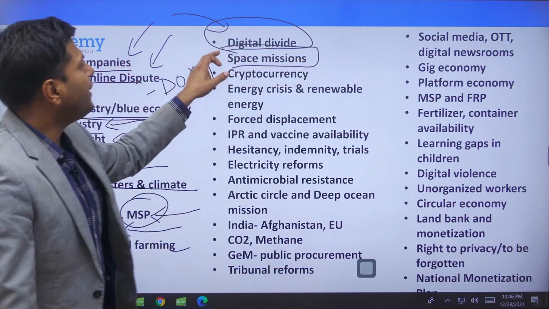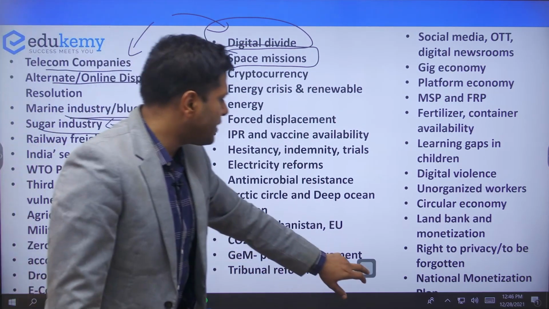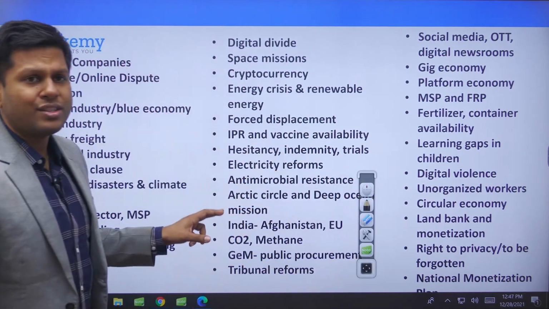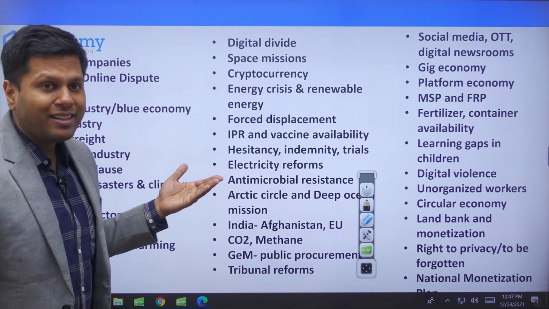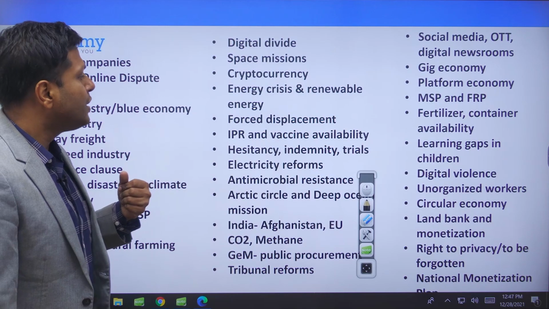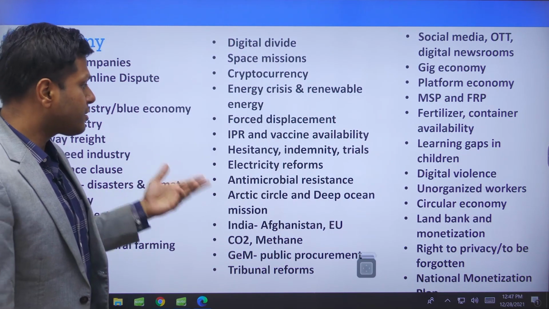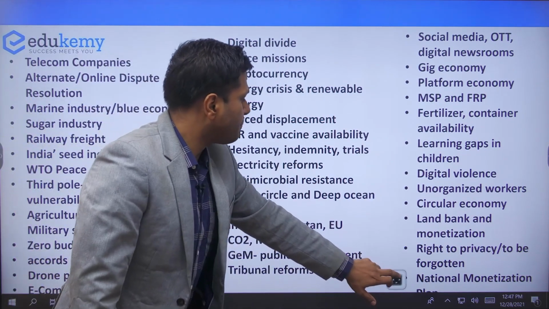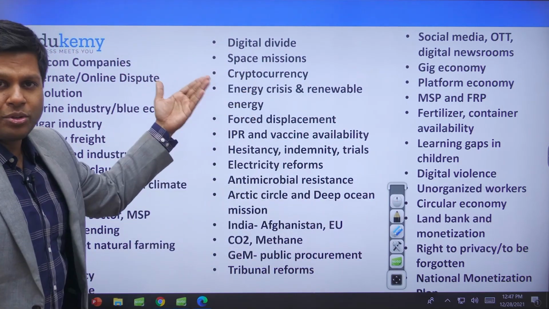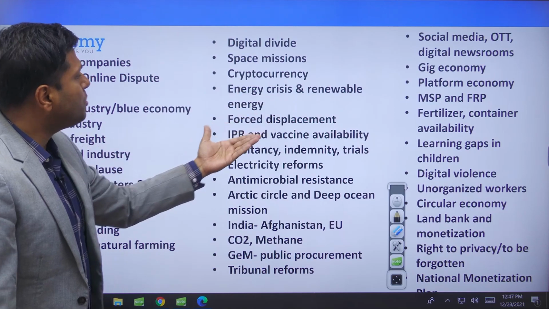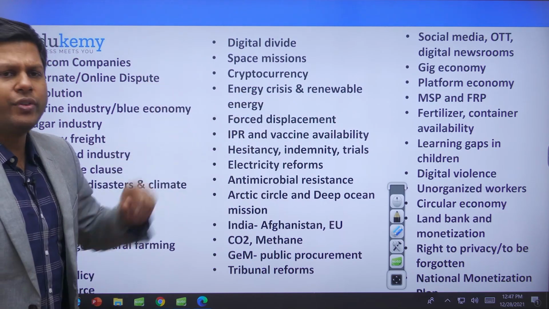Space missions, very much in news. India's space associations, world organizations forming, important space missions. India's Gaganyaan, India's manned missions to celestial objects. Just lately we had another mission, the James Webb Space Telescope. Cryptocurrency, which is in news. Energy crisis, renewable energy. Now, what do you have to do with these themes?